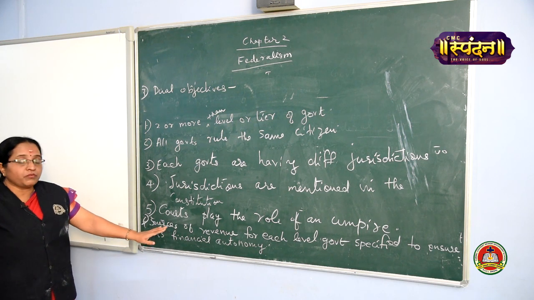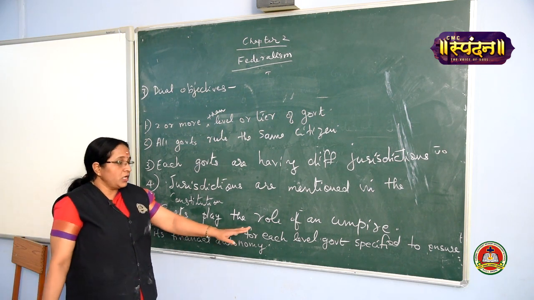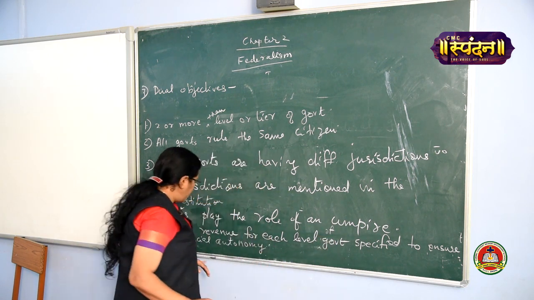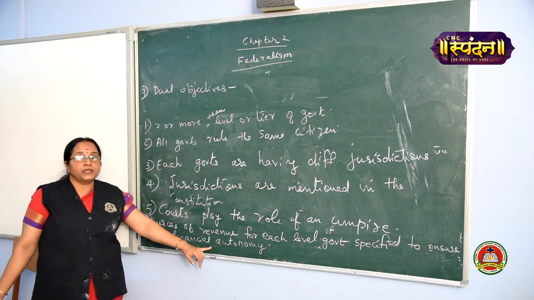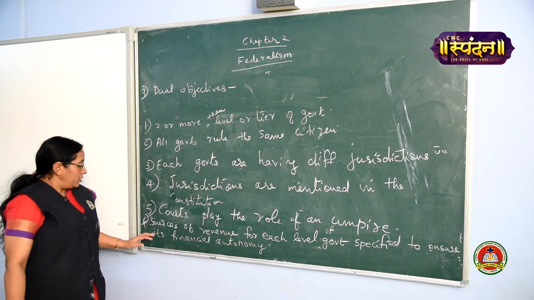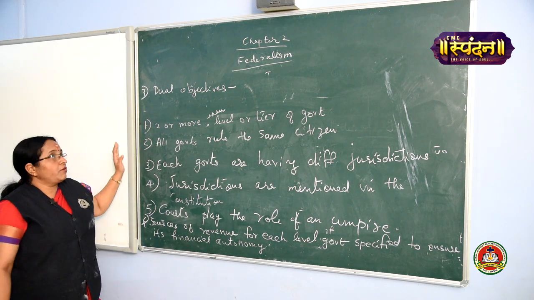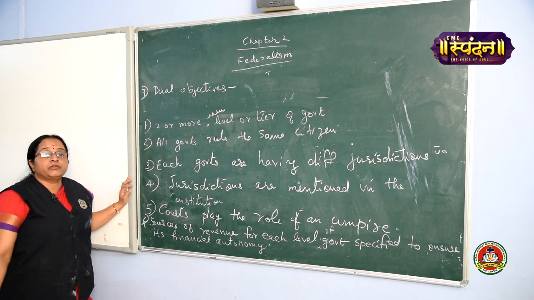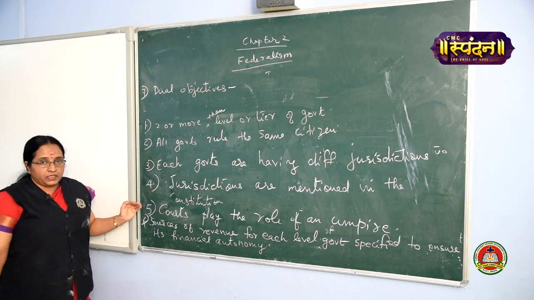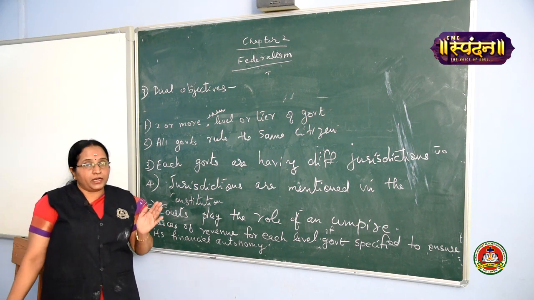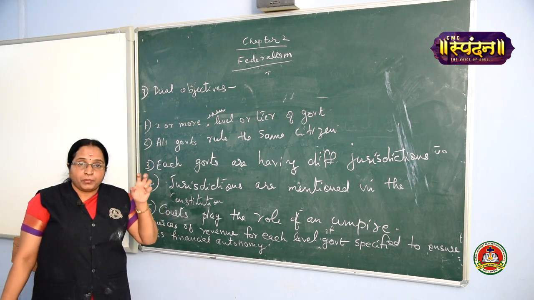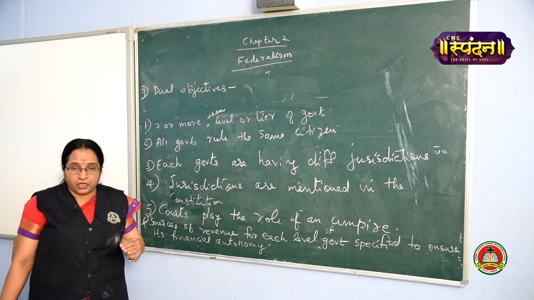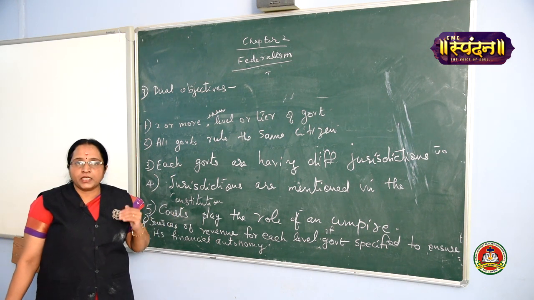Now, sources of revenue for each level of government are specified to ensure its financial autonomy. Then it has dual objectives. Now, what are the dual objectives of federalism? The dual objectives of federalism are to promote and safeguard the unity of the country by accommodating diversities.